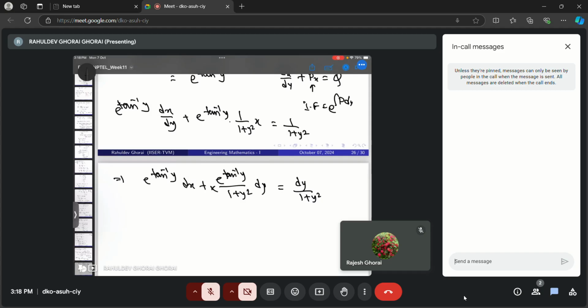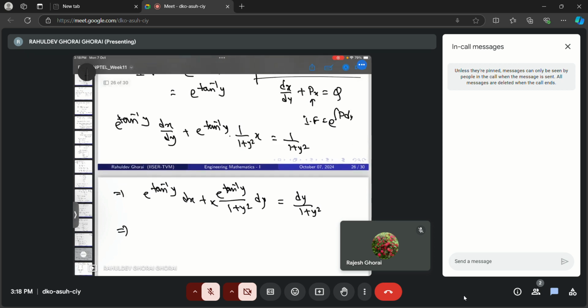So can you write it in a better way? If you multiply by dy, and dx is as it is, can't we write this quantity as d of e^(tan⁻¹y) times x? That's all.